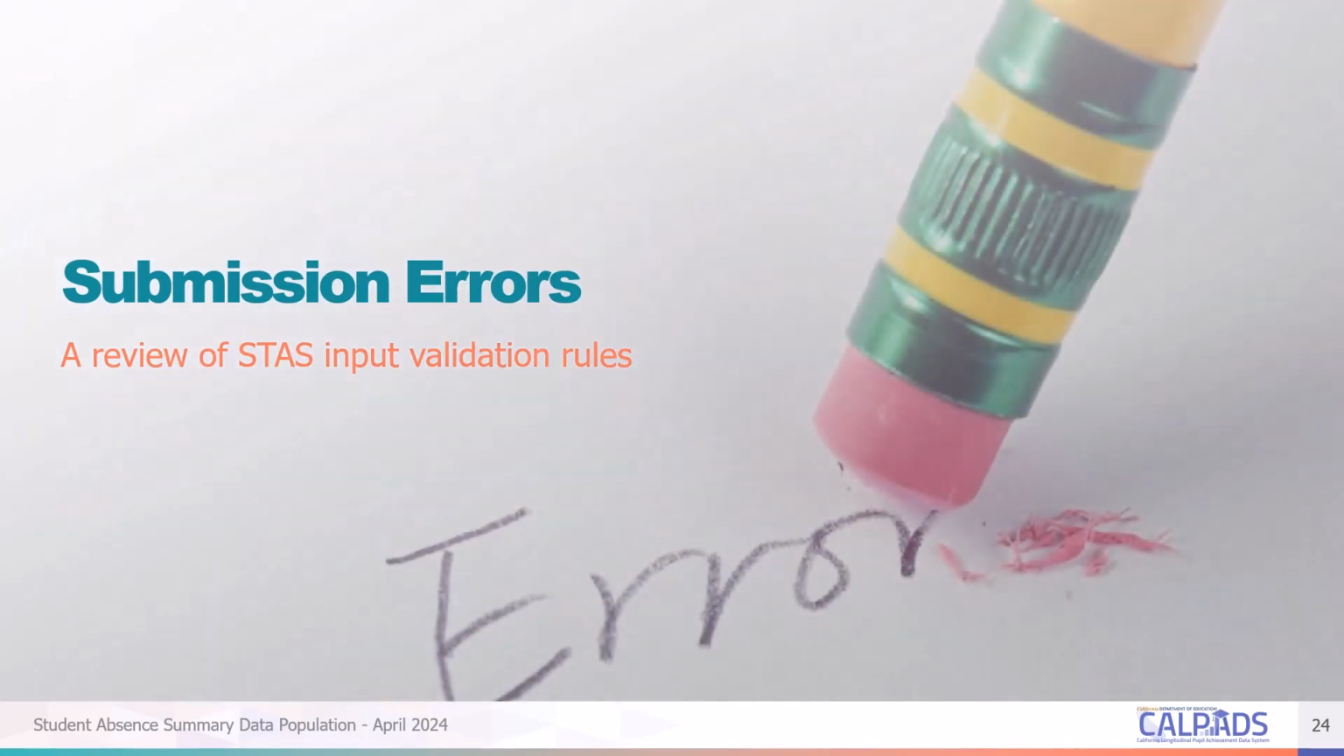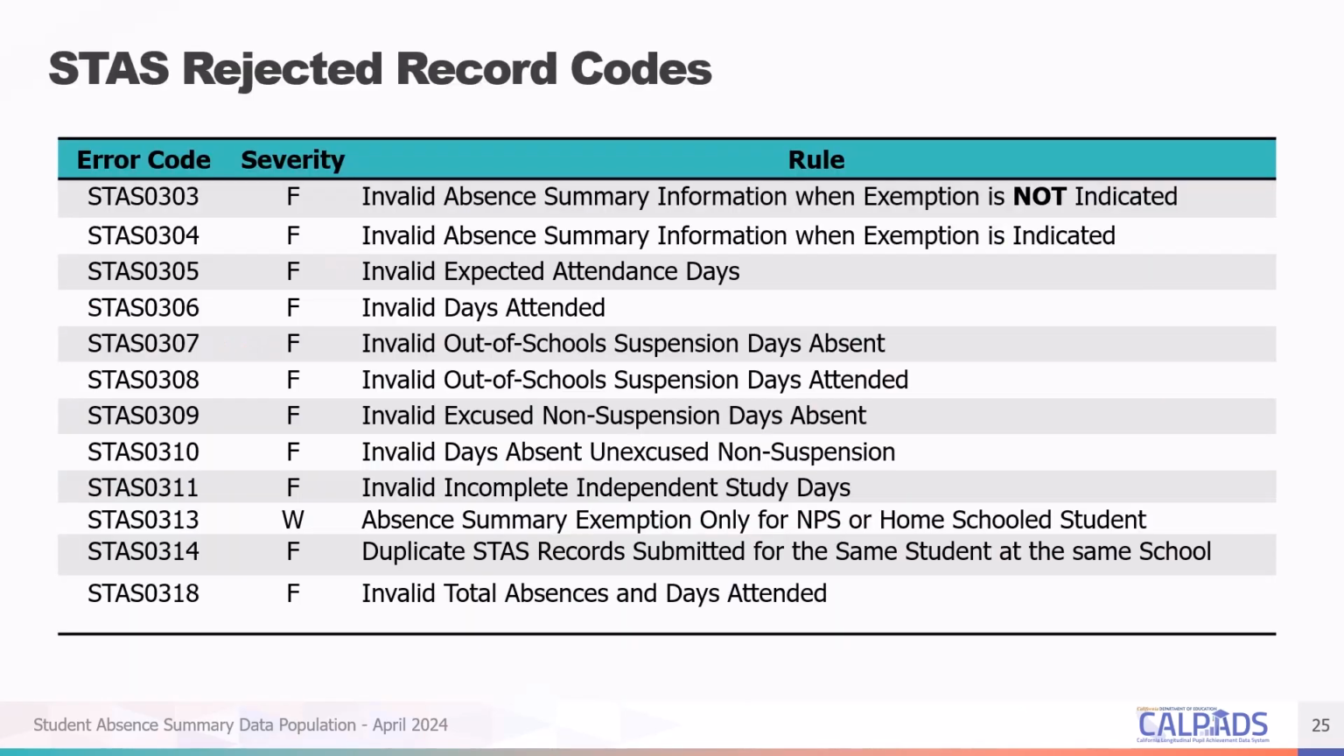Let's move on now to discuss the student absence summary input validation rules and submission errors. This slide contains the STAS-specific submission validation errors. When reviewing your records, you should determine the source records for each of the errors that you encounter. You're able to use the CalPADS error list as a reference guide when resolving STAS and other CalPADS errors.